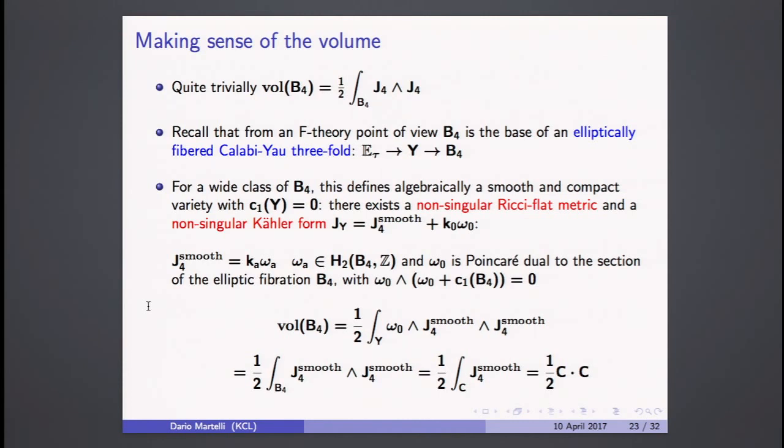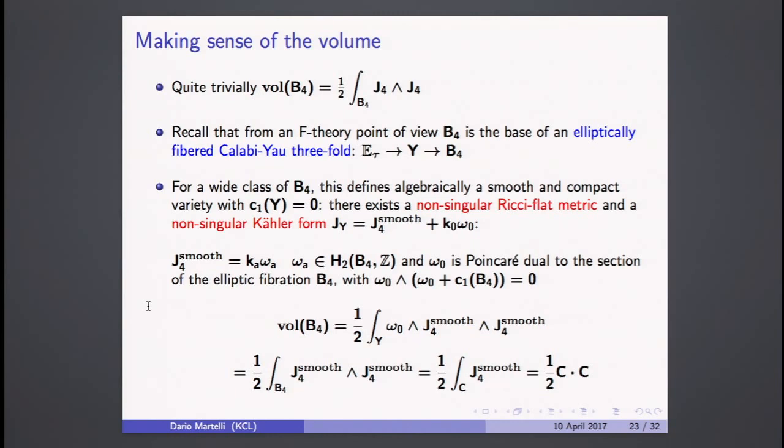So the idea is that one can view this trivially as the integral of this four-form from here. And then recall that from the F-theory point of view, this B4 is the base of an elliptically fibered Calabi-Yau. And from an algebraic point of view, from the F-theory point of view, this variety here is perfectly smooth as an algebraic variety. It has vanishing first Chern class, and therefore there must exist a non-singular Ricci-flat metric.